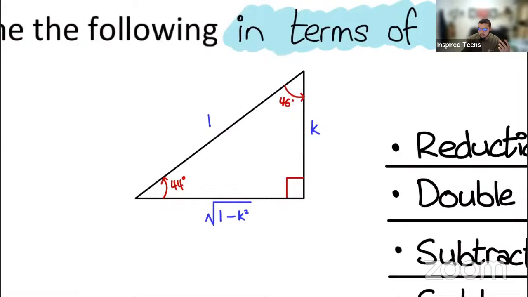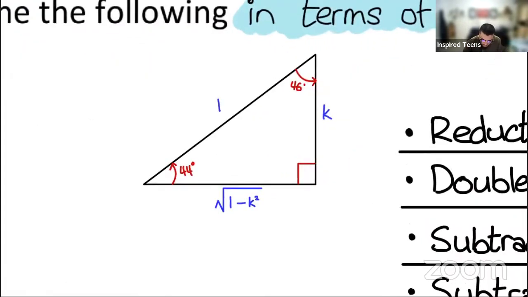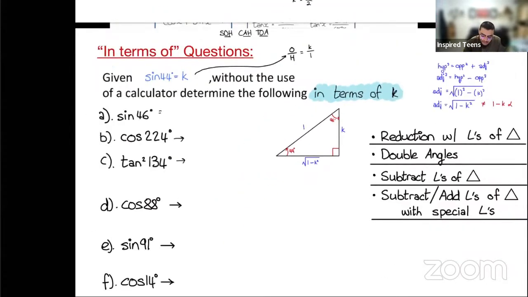Let me just make sure chat is working. Okay, sure. So that's what it simplifies to. This is the adjacent to 44, but actually opposite to 46. Now let's go ahead and attack the questions.